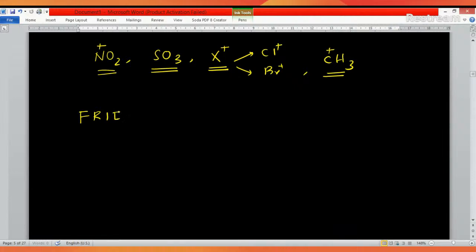In a similar manner, we are having one more Friedel-Crafts reaction. The other Friedel-Crafts reaction is the Friedel-Crafts acylation reaction. It is also called the acetylation reaction. Friedel-Crafts acylation, or acetylation reaction. This acetylation reaction can be explained as follows. Yes, we can have the Friedel-Crafts acetylation reaction.